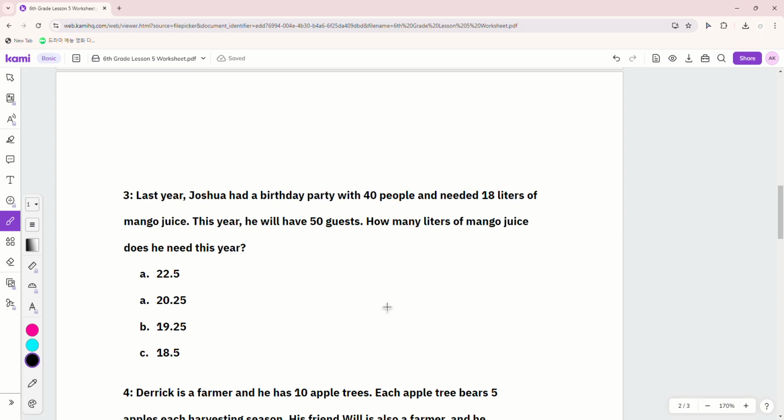Next is number 3. It says last year Joshua had a birthday party with 40 people and needed 18 liters of mango juice. This year he will have 50 guests. How many liters of mango juice does he need this year? So for this question, you would have to calculate the amount of juice per person. So 18 liters over 40 people, 18 liters over 40 people.